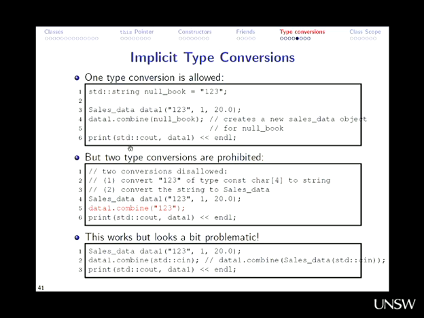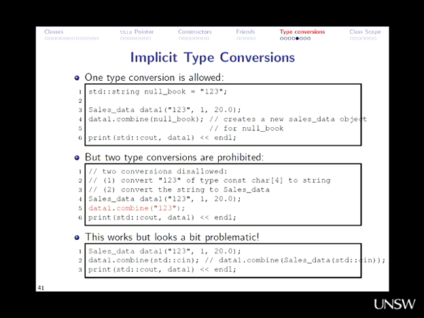And then we can call print to see out that data. I don't know what that endl is doing on the end of there, but we can print that out, and it works. So one type conversion is allowed. We have a constructor that allows that conversion from the string to the sales data object. So even though we didn't create that object, it just implicitly happens.